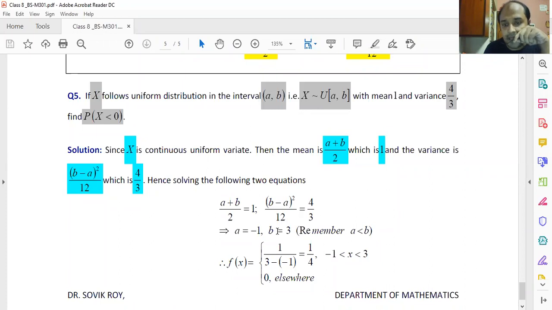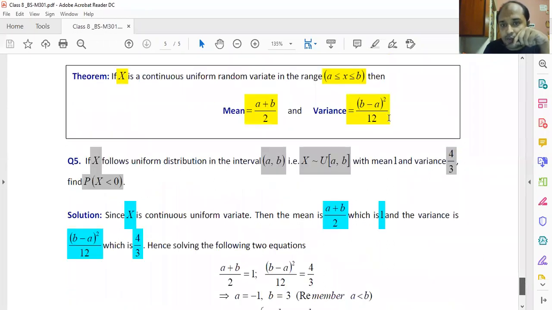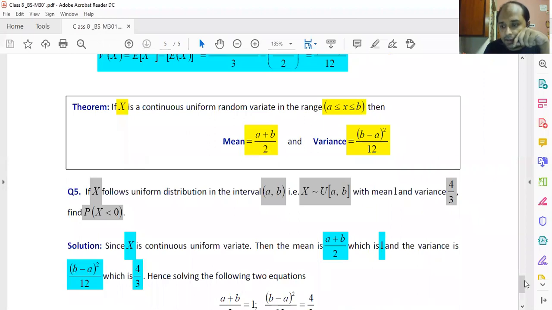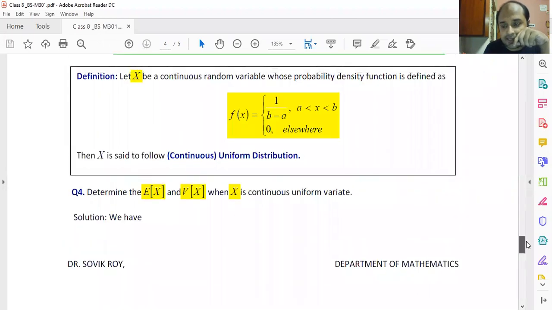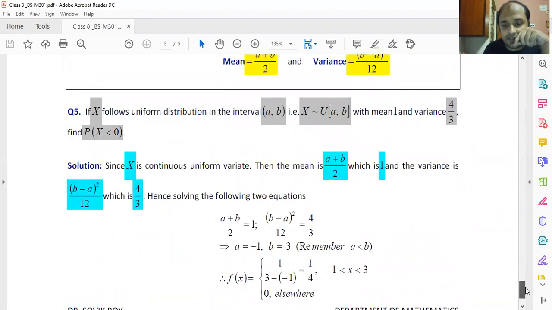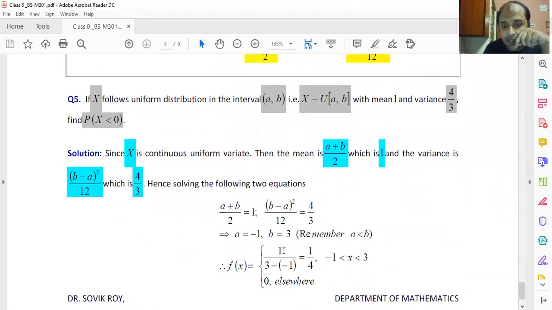And since the value of the probability function is 1/(b - a), I have got the upper limit as 3 and the lower limit as -1. I'm putting these two over here. So my f(x) is coming out as 1/(b - a), that is 1/(3 - (-1)), that is 1/4, when x lies between -1 and 3. So f(x) is 1/4 when x lies in the subinterval [-1, 3], and elsewhere it is 0. So we got the probability function for the given problem.